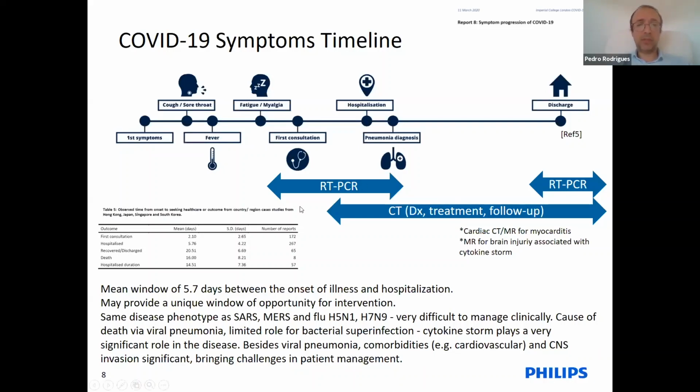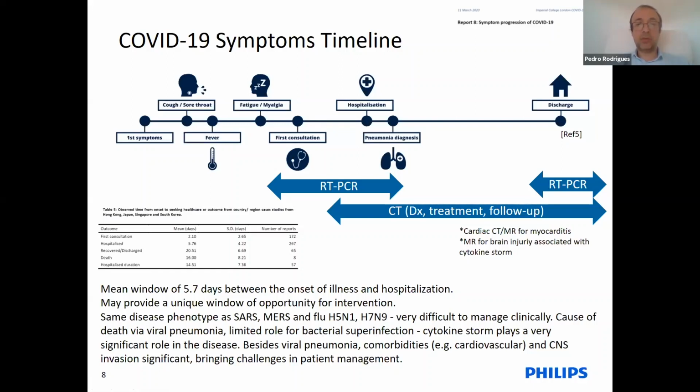The disease per se shares a phenotype that's very close to SARS and Middle East Respiratory Syndrome, as well as the influenza flu, so the H5 and H7. It's very difficult to manage clinically on a specific subset of patients. There is a limited role for bacterial superinfection, but cytokine storm plays a very significant role in this disease. Trying to manage this has been shown with SARS to be already challenging. Besides the viral pneumonia per se, comorbidities, namely cardiovascular, play a significant challenge in how to manage these patients.